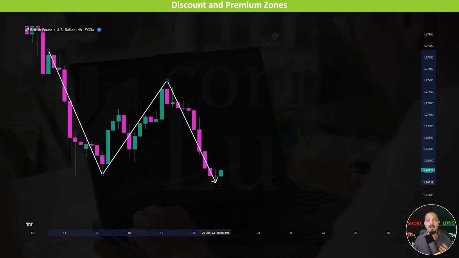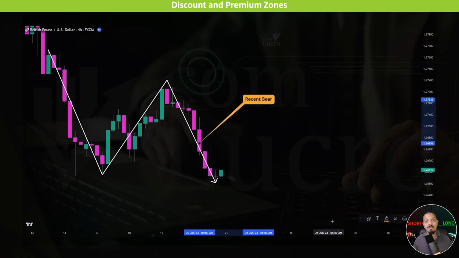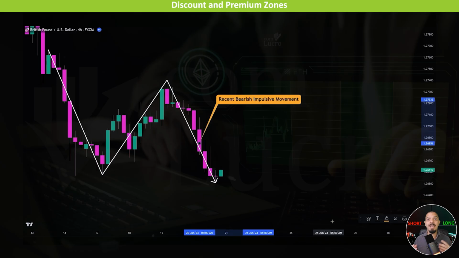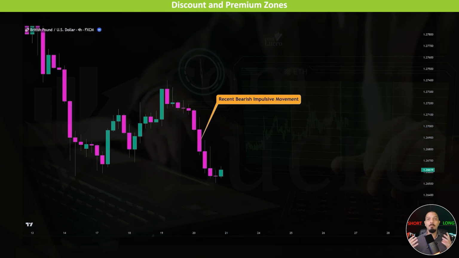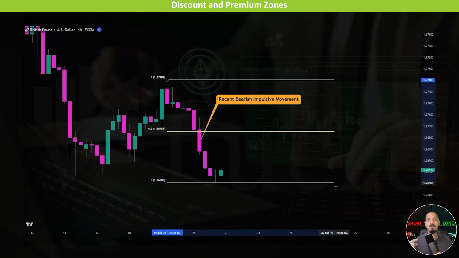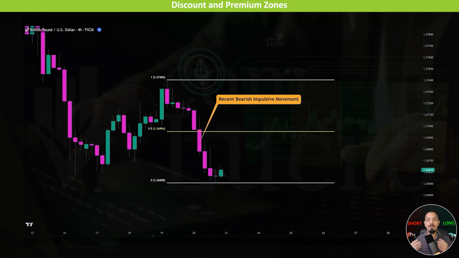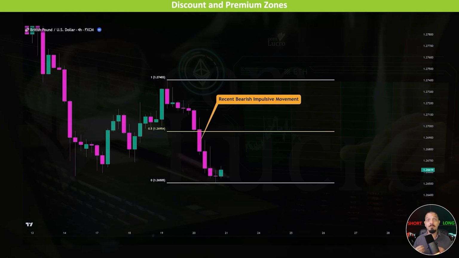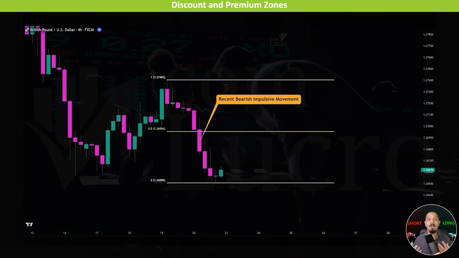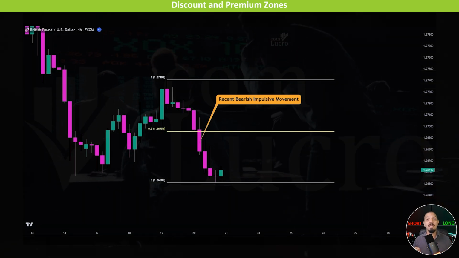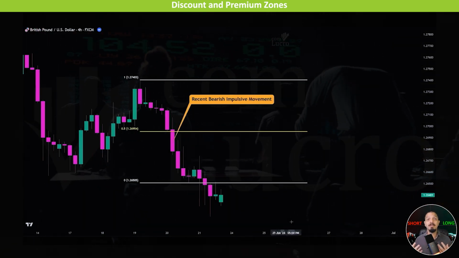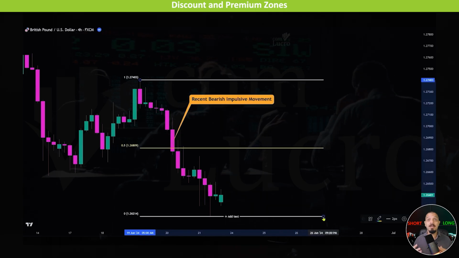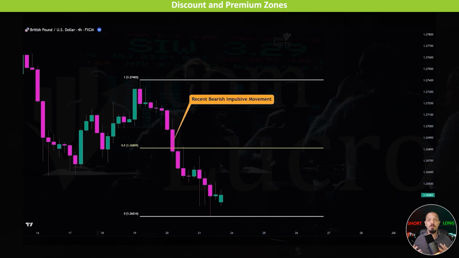Here we have the pound dollar on the 4-hour chart. There is a clear downtrend, and this is our recent bearish impulsive movement. Let's use the retracement tool to identify the premium and discount zones for the recent impulsive wave. One thing to remember about live trading is that waves are always expanding, and we never know where the movement will end. So if the wave keeps expanding, we simply adjust the retracement tool accordingly.